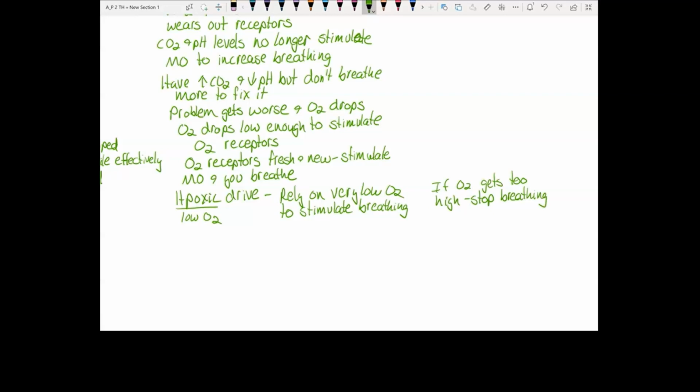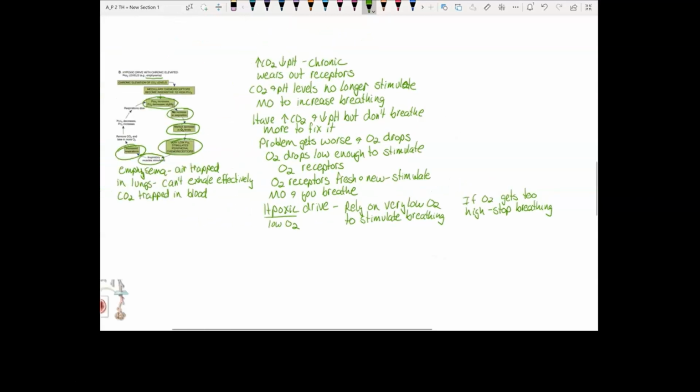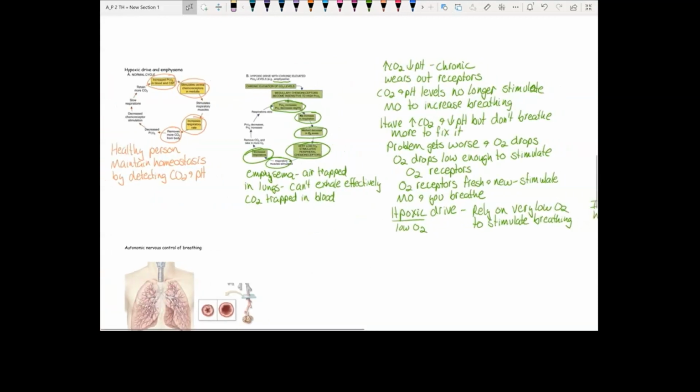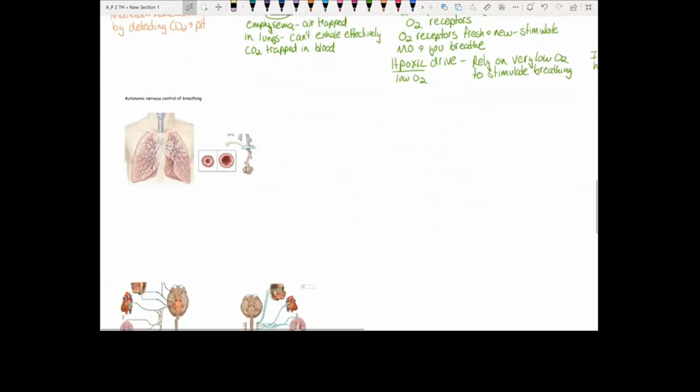So this is why if you have someone with emphysema and they have oxygen, you can't turn it up too high. If you turn it up and you give them too much oxygen, they'll actually stop breathing. So hypoxic drive, you're relying on keeping your oxygen very low in order to stimulate you to breathe. Okay, now we can look at the airway part. So that was controlling the skeletal muscles, making you inhale and exhale. Now let's look at the ANS and your airway diameter.